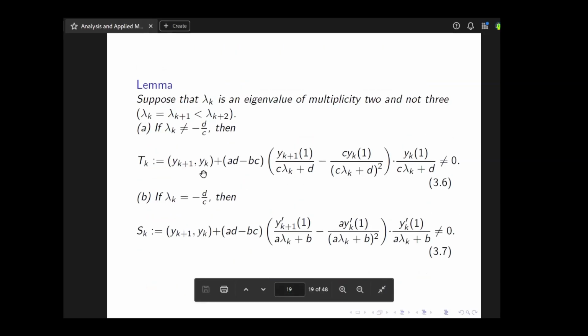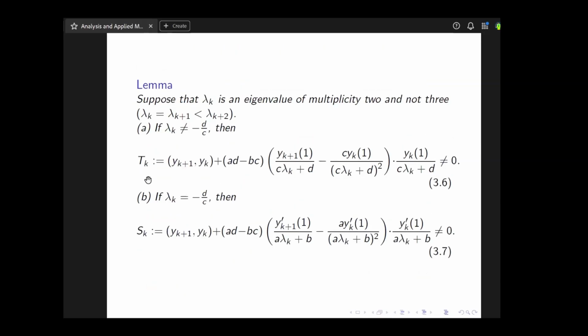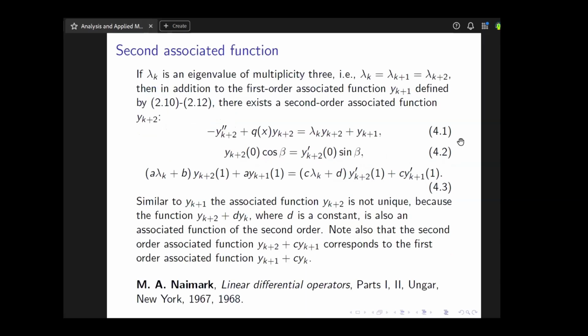If lambda k is an eigenvalue of multiplicity 2, but not 3, then we can introduce this symbol tk, which will appear in the denominator soon. And the inner product of yk plus 1 and yk, the associated function and the eigenfunction, can be determined using this formula. Now we can jump to the second associated function.